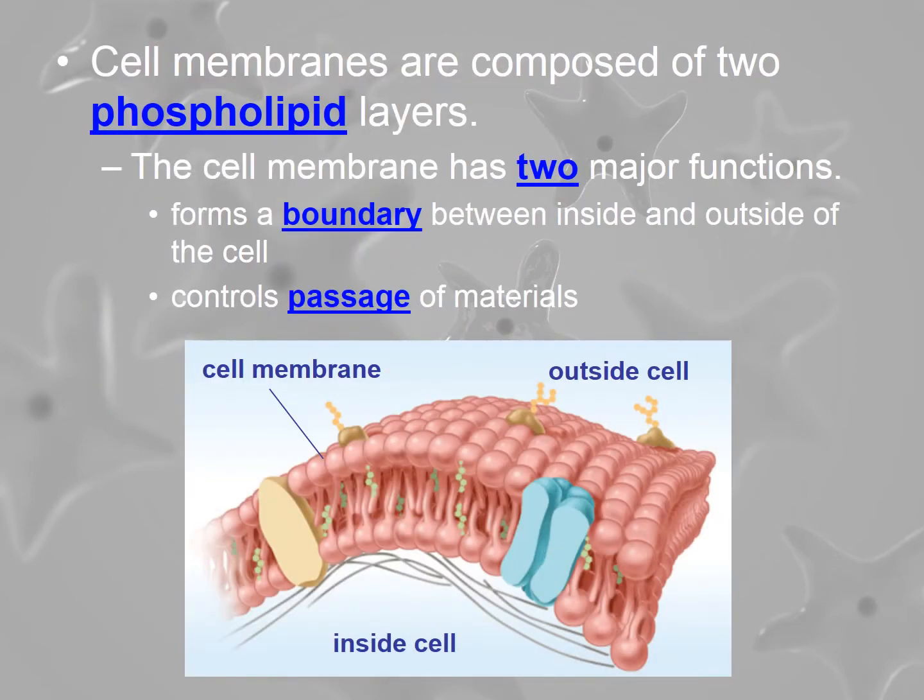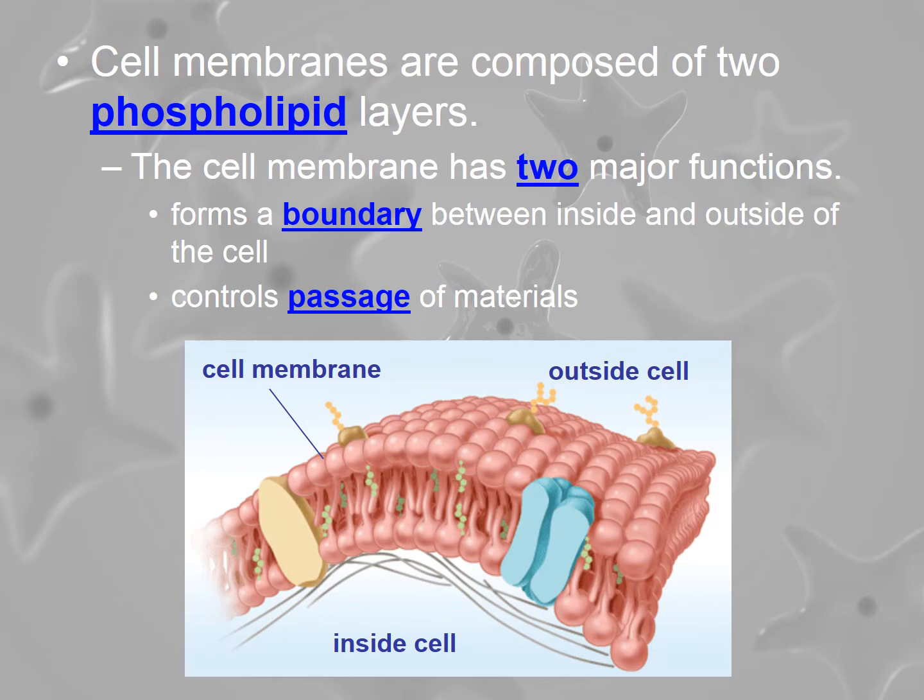So the cell membrane is composed of two phospholipid layers. The cell membrane has two major functions. It forms a boundary between the inside and the outside of the cell, and it controls the passage of materials. So the cell membrane is going to control what can enter and leave the cell. The cell membrane does not really give a rigid structure or support to a cell because it's a very flexible material. So please don't get it confused with the function of a cell wall, for example. The cell wall is mainly for support.